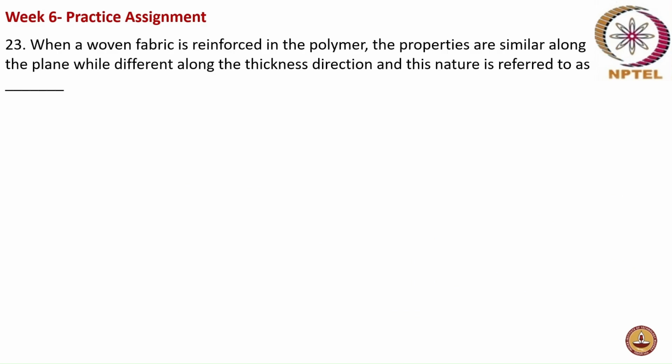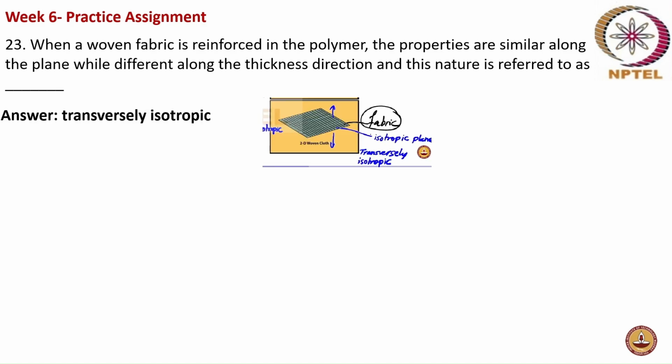Next. When a woven fabric is reinforced in the polymer, the properties are similar along the plane, while different along the thickness direction. And this nature is referred to as... called transversely isotropic.